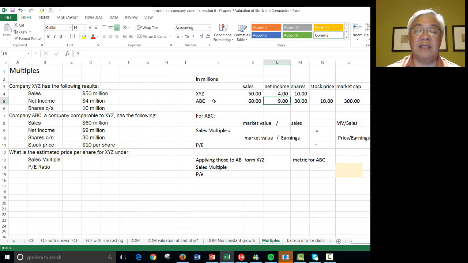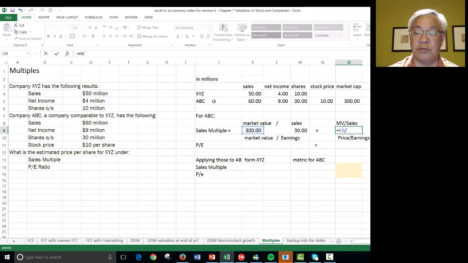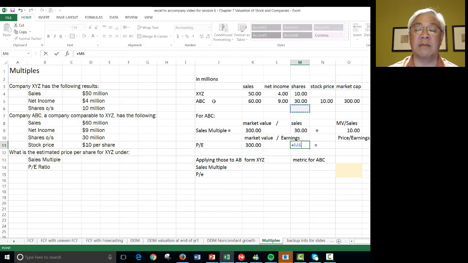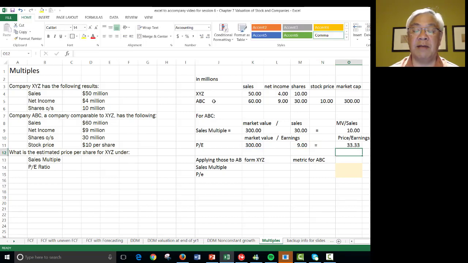So now we can say, what does ABC have for a sales multiple? The market value is 300. Their sales value is 30. So the market to sales ratio is 10. The other one is PE. What's the market value and what are the earnings? So what is the PE ratio? 300 divided by earnings, 33.